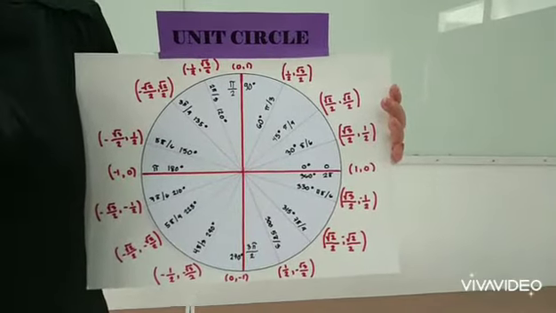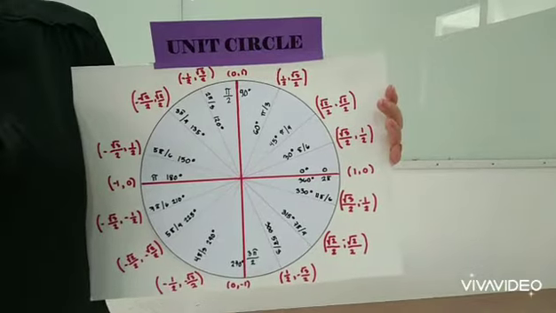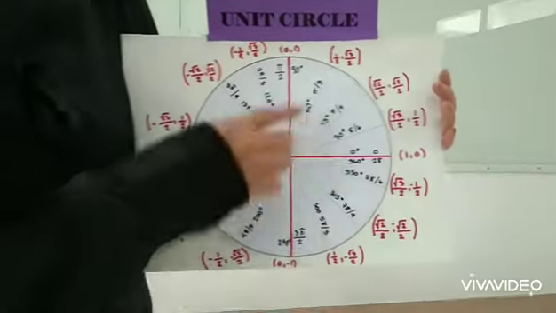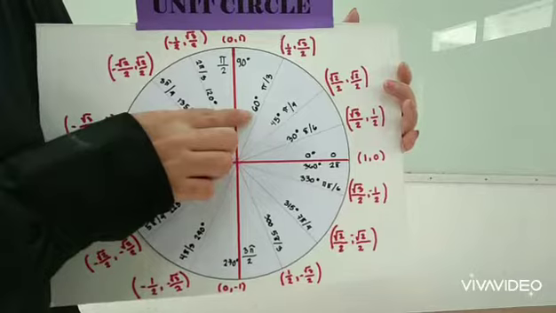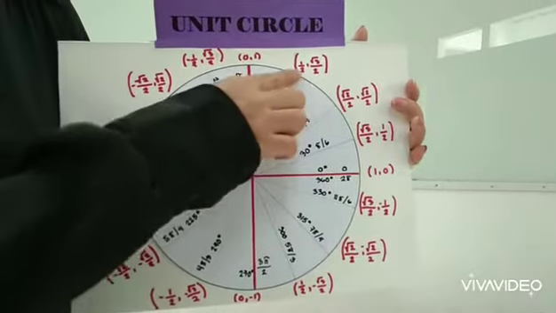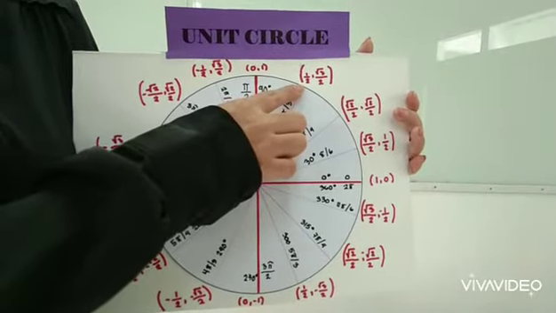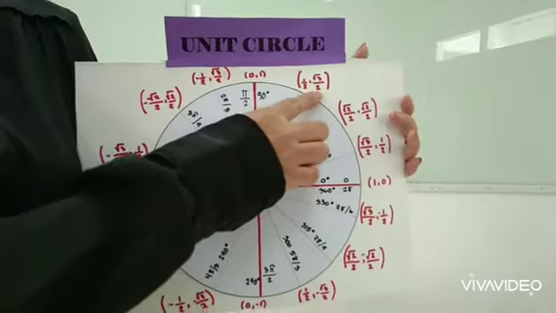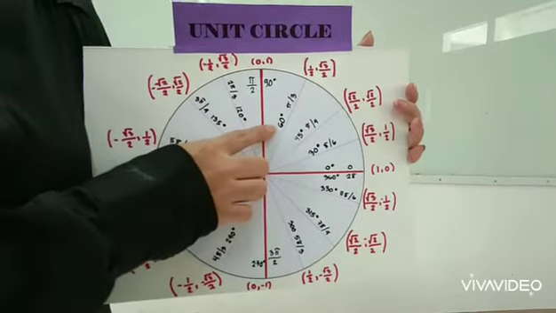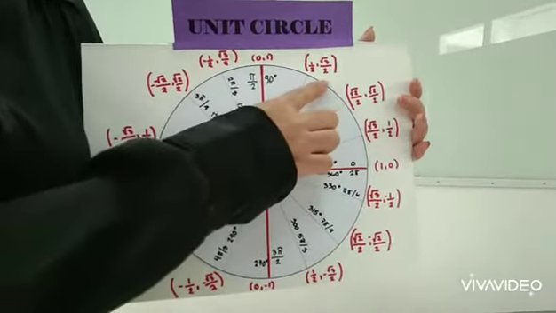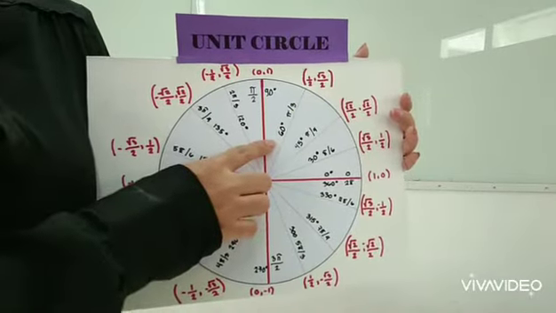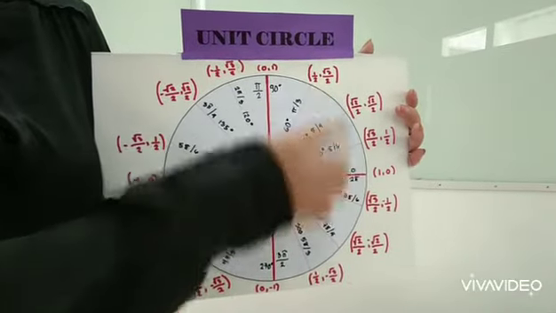If we are going to get the value of sine 60 degrees, here is sine 60 degrees, and the corresponding coordinates are 1/2 and square root of 3 over 2. Since sine is equal to y, therefore, the value of sine 60 degrees is square root of 3 over 2.